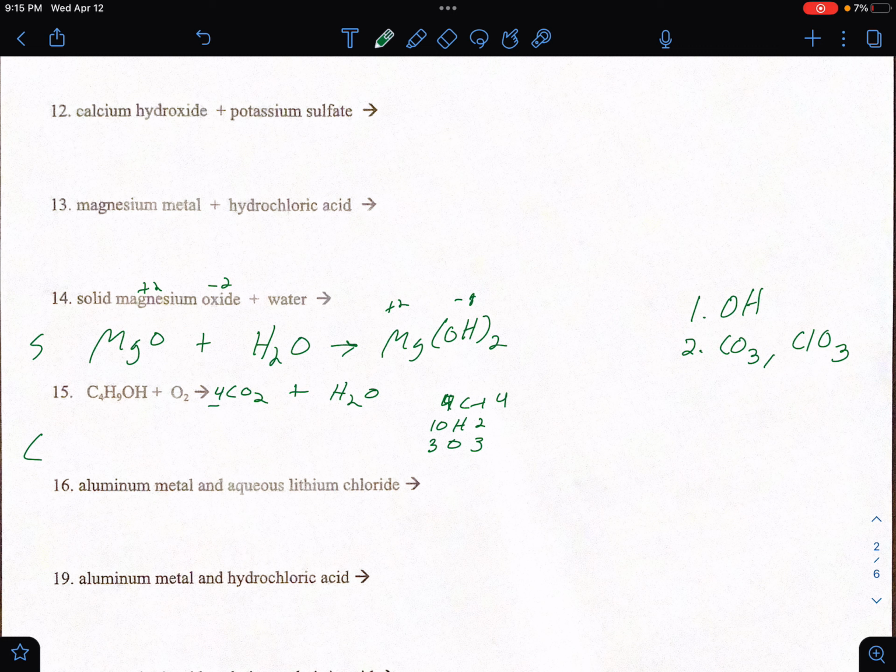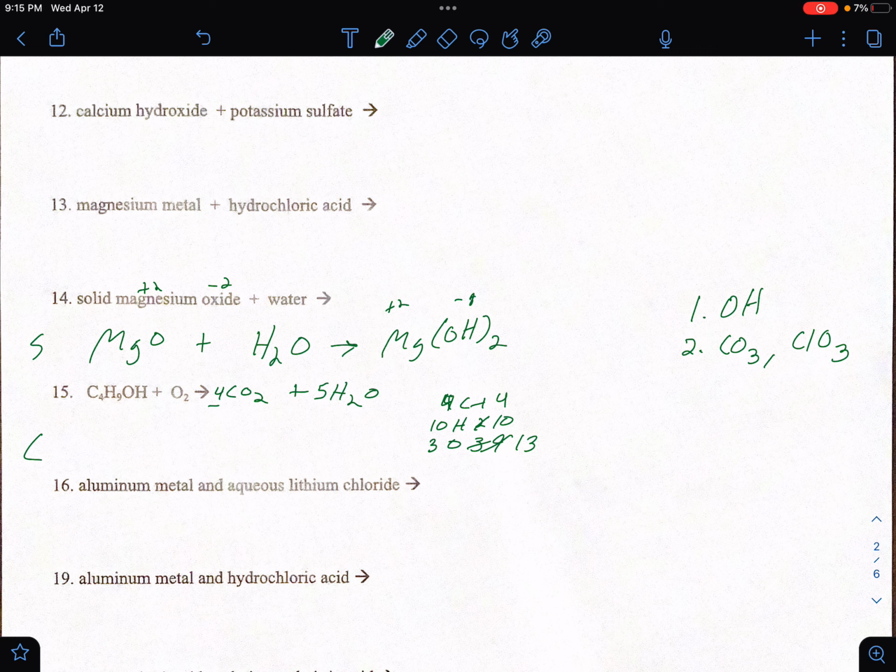That fixes my carbons. I'm going to recount my oxygens. 4 times 2 is 8 plus 1 gives me 9. Now I need 5 hydrogens. So don't chase that rabbit. Don't go straight for the oxygens. Just go ahead and keep going down the list. So hydrogens I need to get to 10, so I'm going to put a 5 on that H2O. That'll get that to 10. I'm going to recount my oxygens. 4 times 2 is 8 plus 5 now gives me 13.